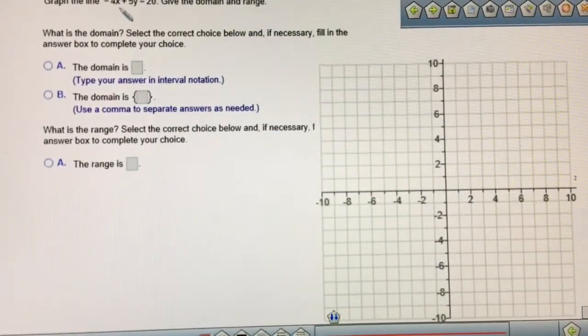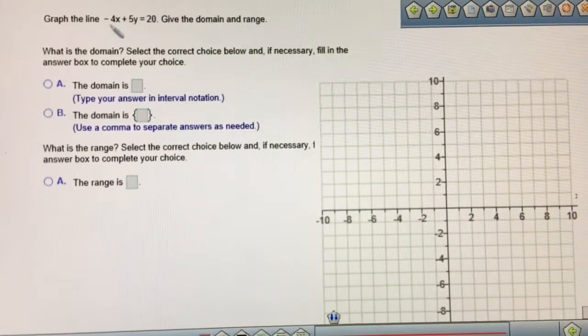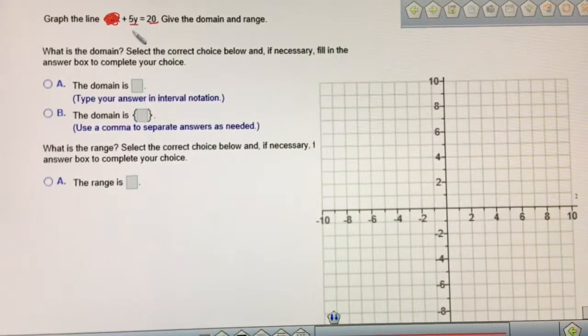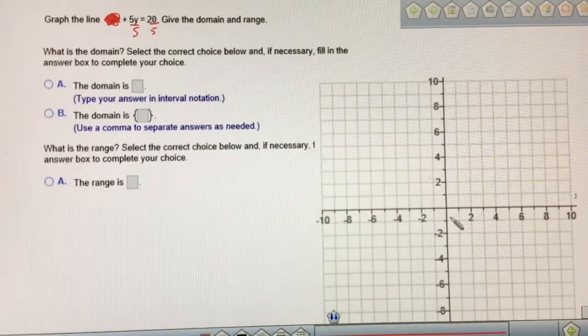I'm asked to graph the line negative 4x plus 5y equals 20. This is not that big of a deal. I'm going to use the cover-up method. I'm going to cover up the 4x, and I'm just going to solve that equation for y, and that's going to give me a y-intercept of 4. So there's going to be a y-intercept at 0, 4.